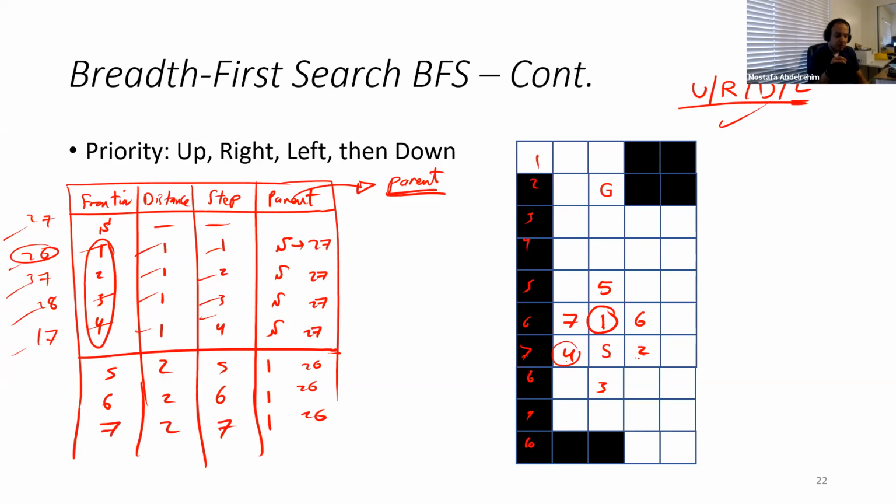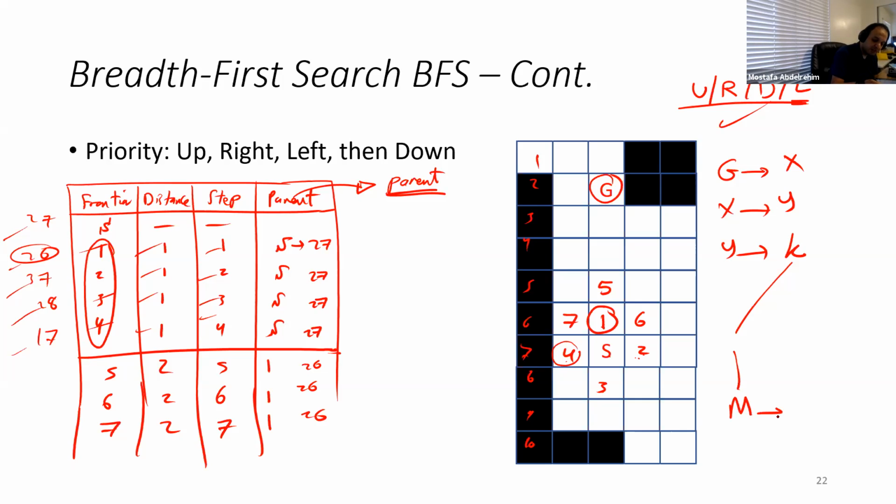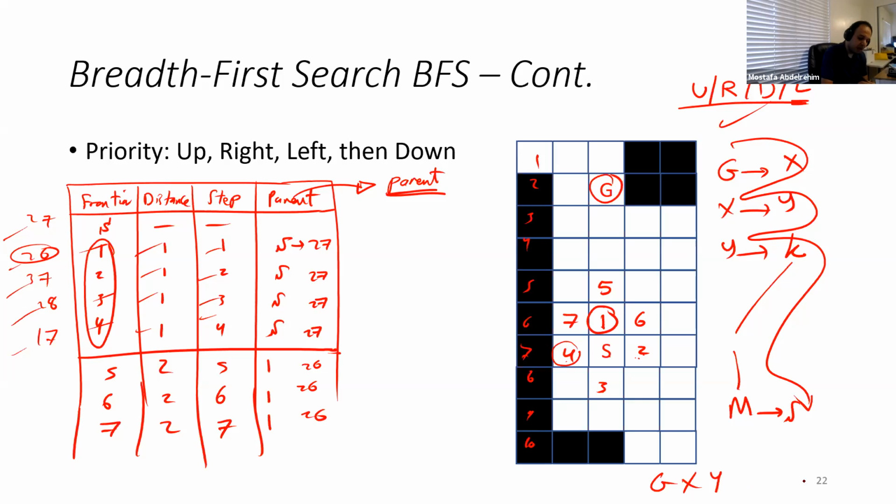And that's it. Until you reach the goal node, then you trace back the parent. What is the parent of the goal node? For example, whatever, X. What is the parent of X? It's Y. What is the parent of Y? It's K. Until, what is the parent of M? It is the starting node. Then this will be the shortest path. It will be something like this: G, X, Y, K until you reach S, whatever. That's for breadth first search.